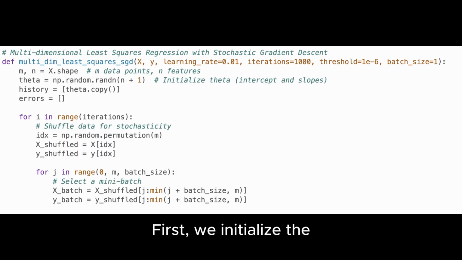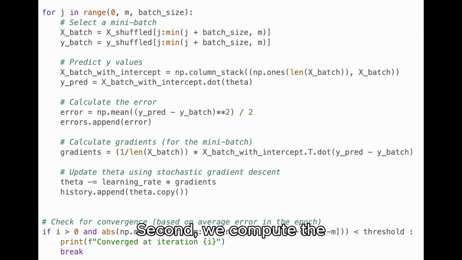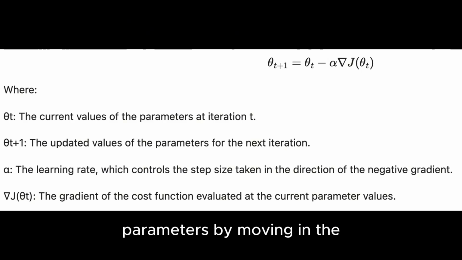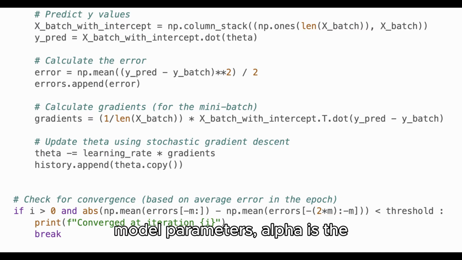First, we initialize the model parameters, usually with random values. Second, we compute the gradient of the loss function using a single randomly chosen training example. Third, we update the model parameters by moving in the opposite direction of the gradient using the update rule: theta equals theta minus alpha times the gradient of the loss function. Here, theta represents the model parameters, alpha is the learning rate, and the gradient represents how much the model needs to adjust based on that single example.